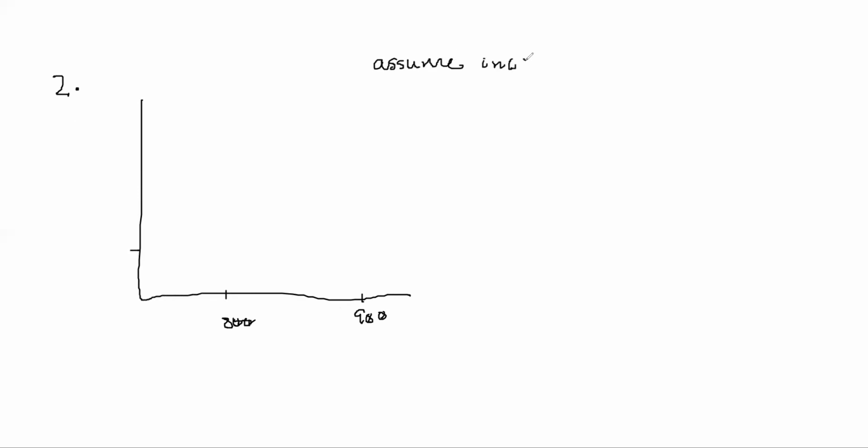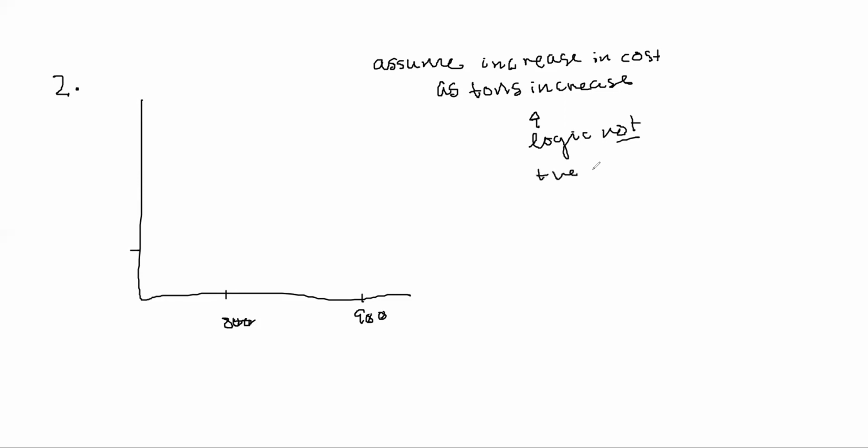We're still going to talk about question 2. So say I have a graph, and here is 800 units, and here is 900 units, and we're going to assume an increase in cost as tons increase. This is based on logic, not the equation. So here we have some number, and here we have some larger number, and we have a scale that goes up that direction.